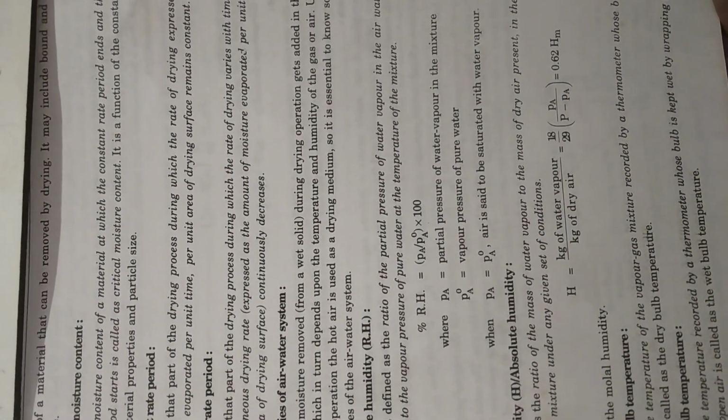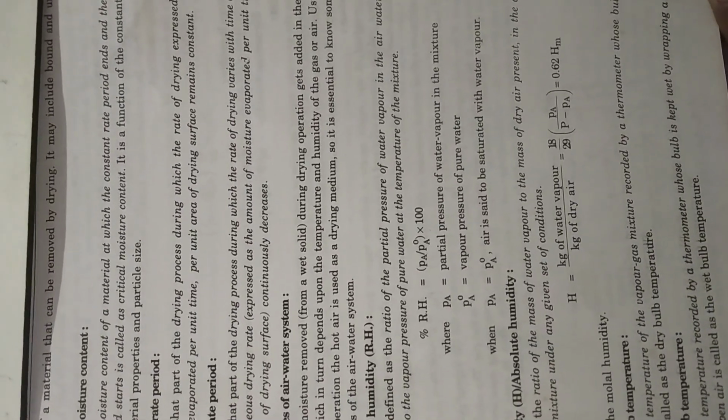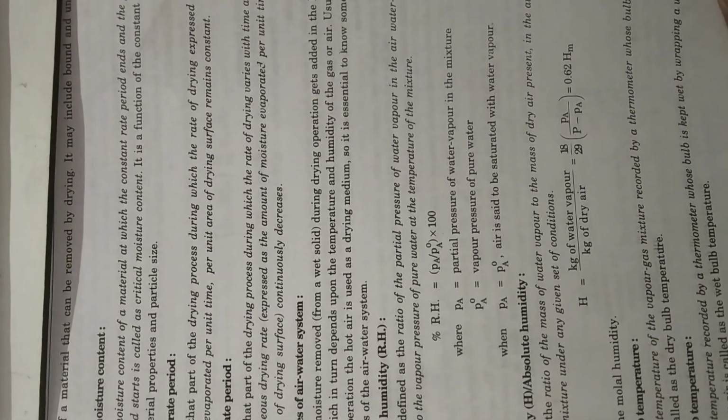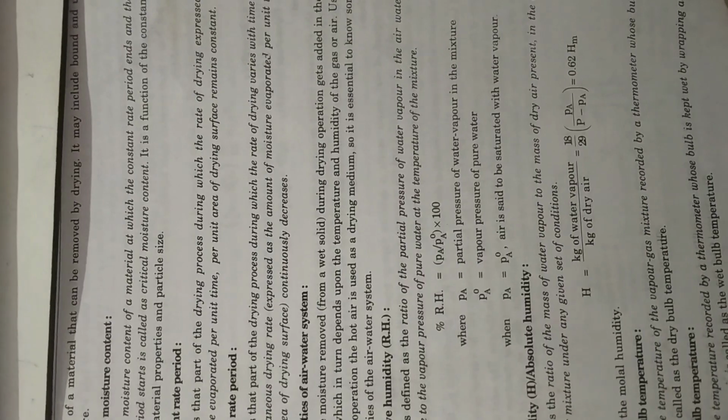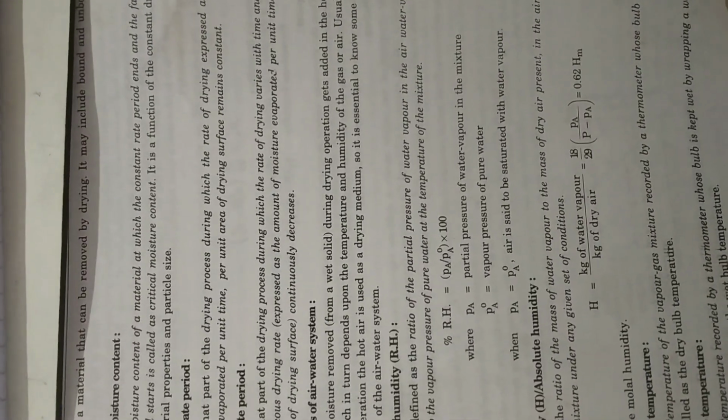And the wet bulb temperature is the temperature recorded by a thermometer whose bulb is kept wet by wrapping a wet cloth around it in the open air. Now here an equilibrium moisture curve is given, in which all the moisture types, bound moisture, unbound moisture, free moisture and equilibrium moisture, are reported as an equilibrium curve.